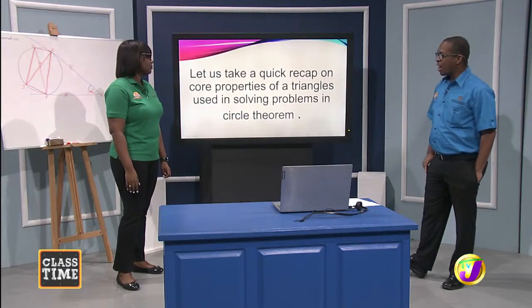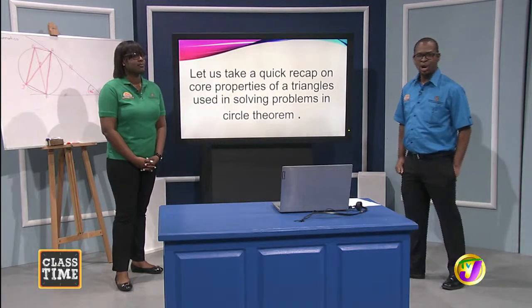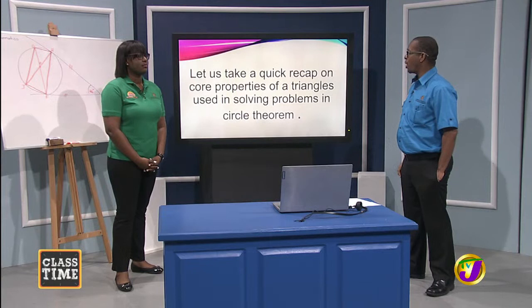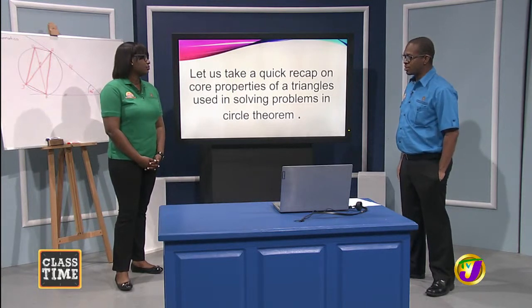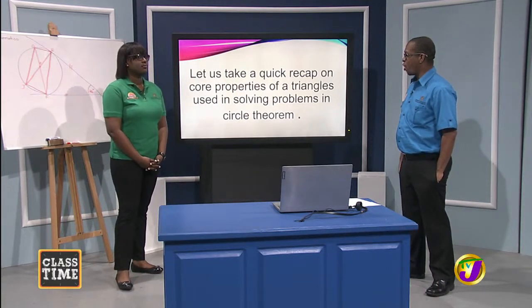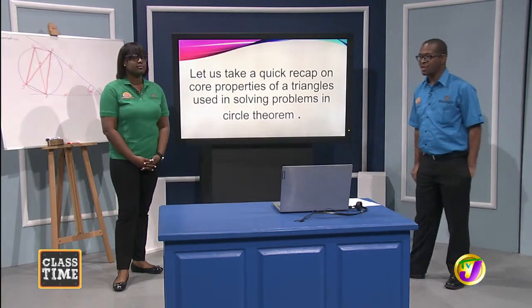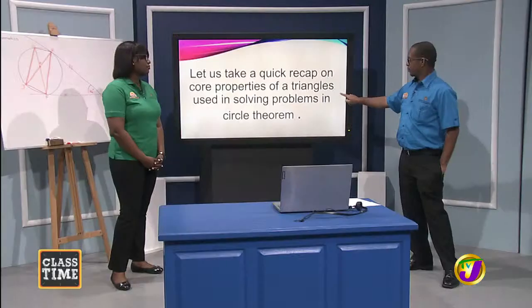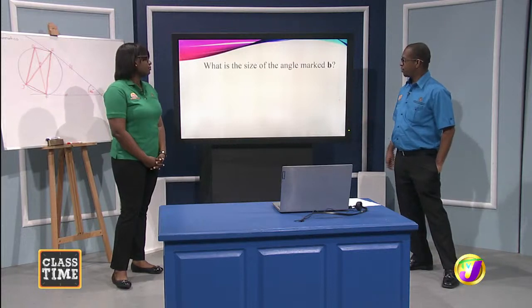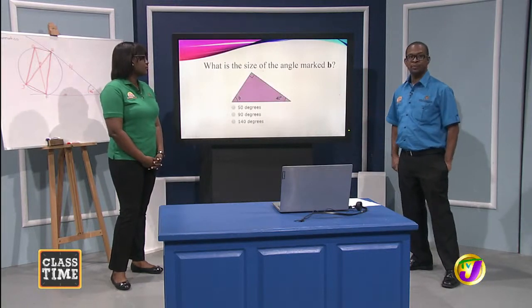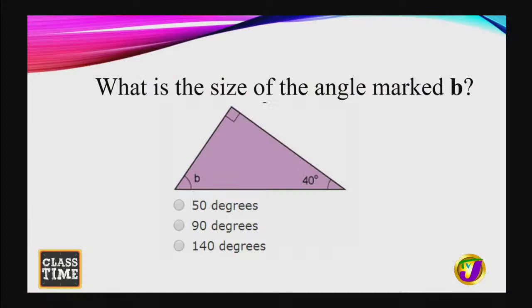So, we went through the parts of a circle, and now we're going to take a quick recap on some of the core principles that we would have learned when working with triangles. And that is important because we often use these shapes when we are solving problems for circle theorem. Let's put up the first one. Okay. So here we have a triangle.